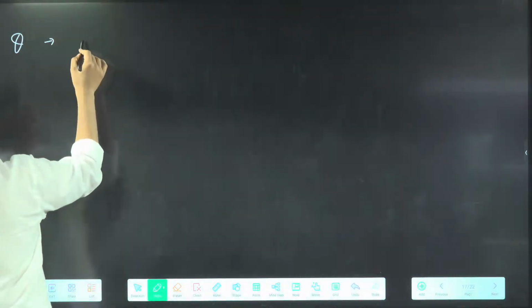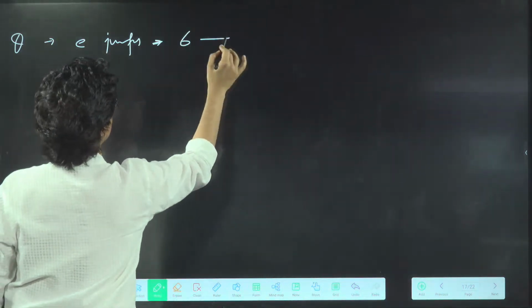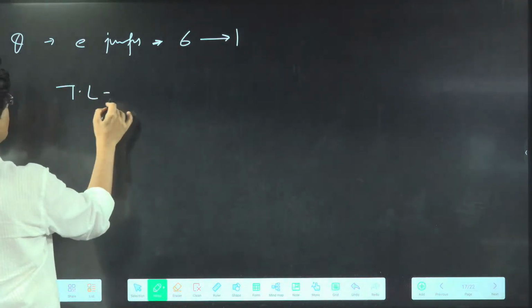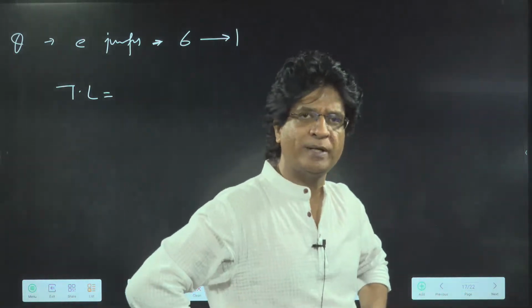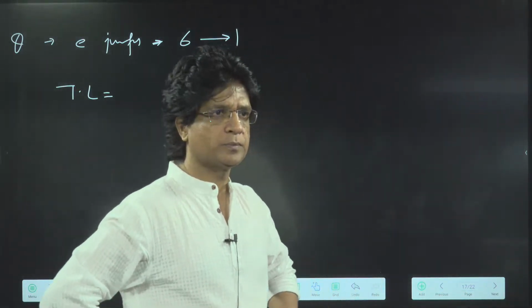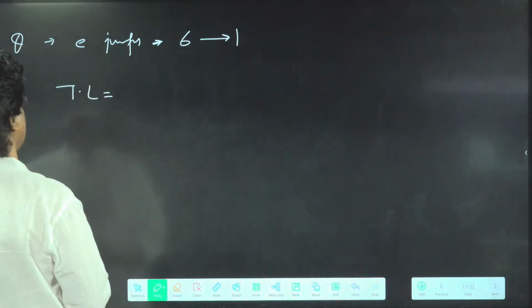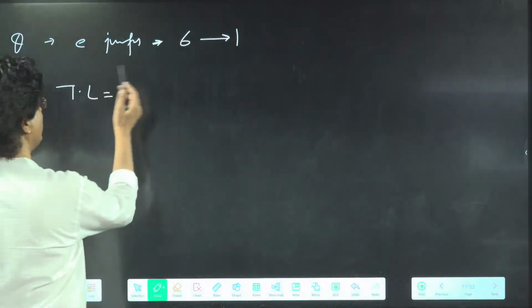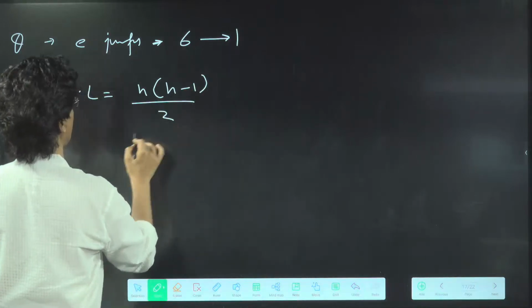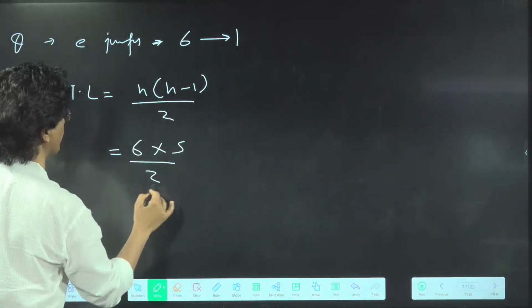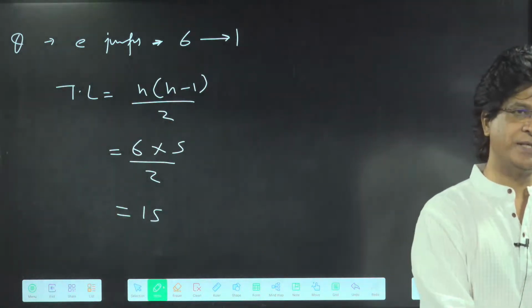I'm saying that the electron jumps from, say, 6 to orbit number 1. Find out the total number of lines formed. Everyone, the electron is jumping from orbit number 6 to orbit number 1. When the electron jumps to orbit number 1, it will be n into (n minus 1) upon 2, which is 6 into 5 upon 2, equal to what? 15. Superb, brilliant, excellently good.